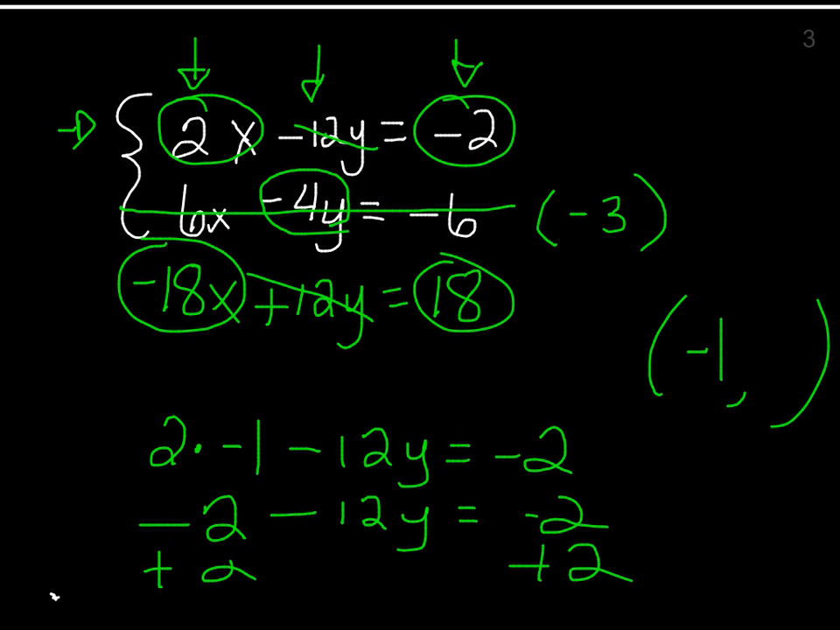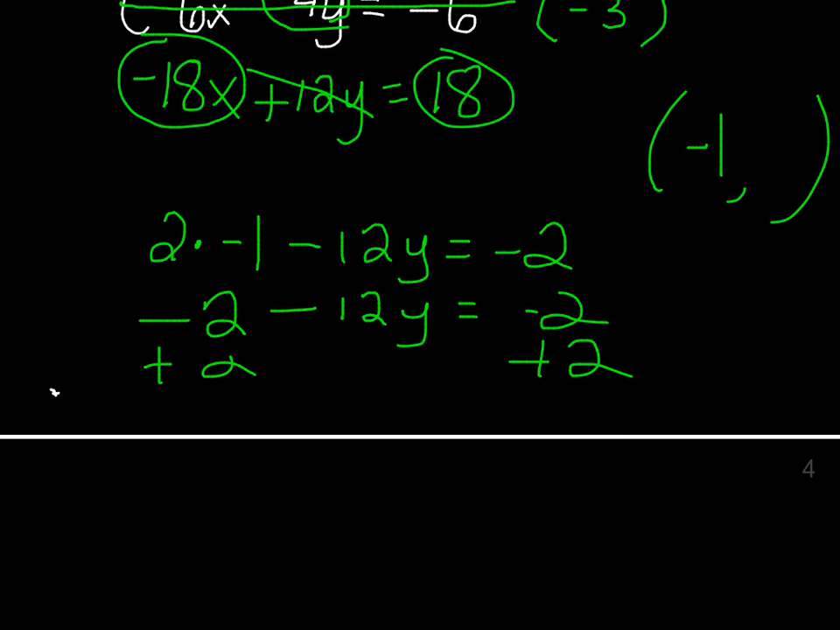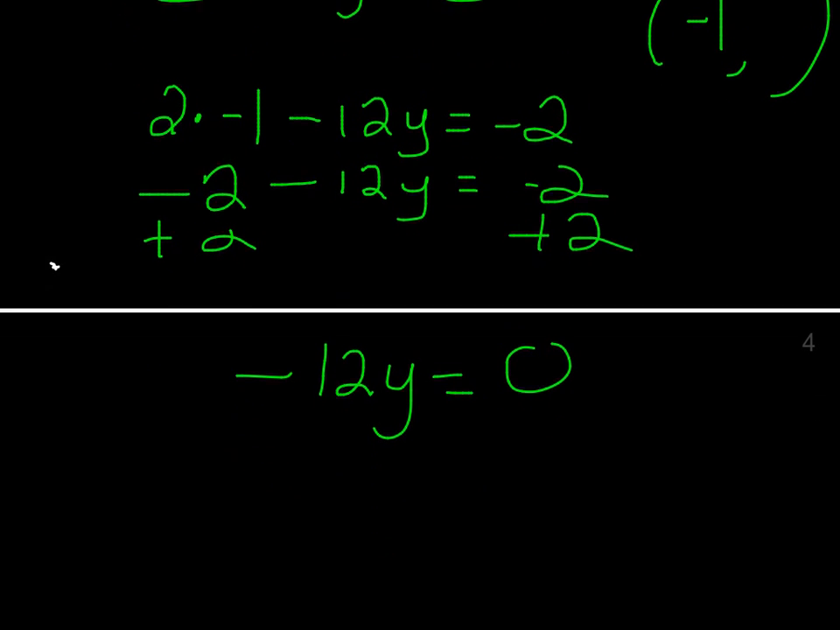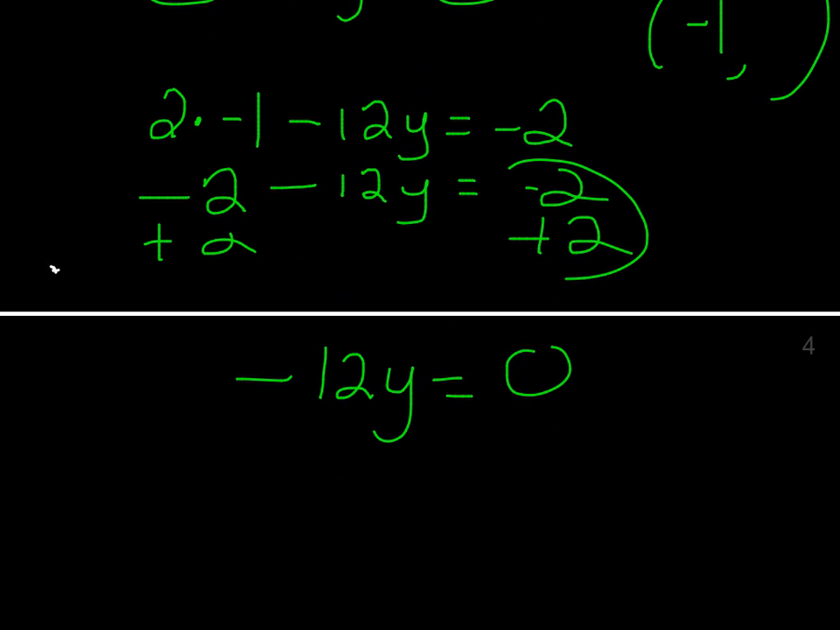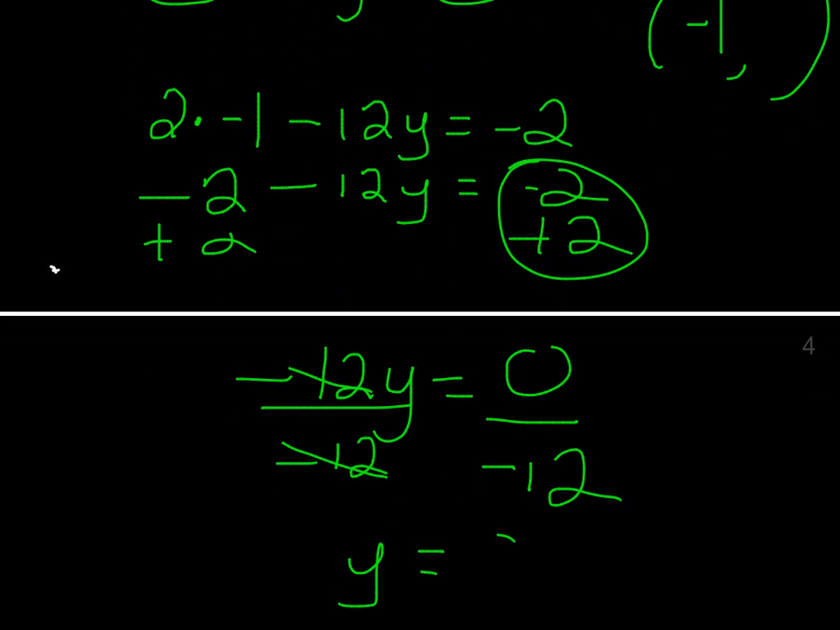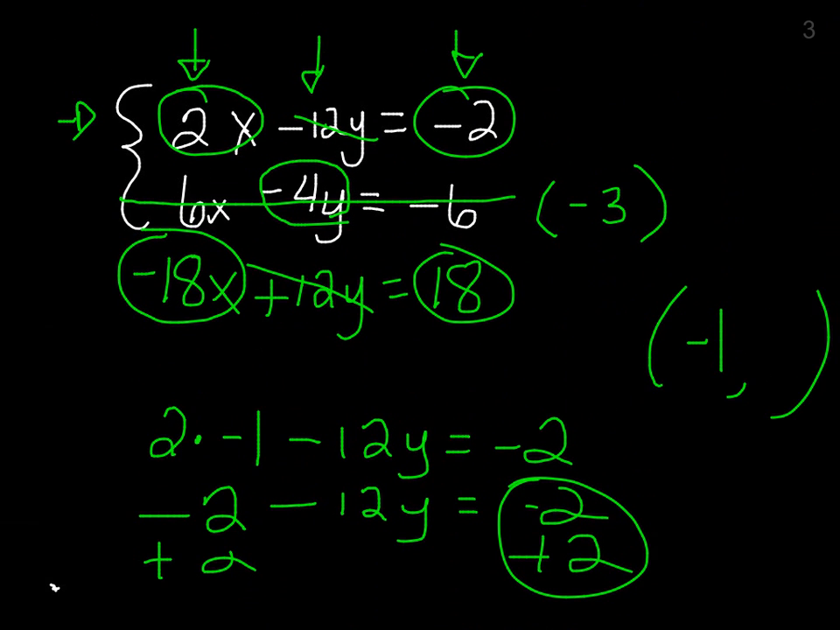something looks wrong. This worked when I did it, but this one ends up looking like a fraction. I must have made a mistake somewhere. Oh, no, I didn't. Okay. So negative 12y equals 0, because negative 2 plus 2 is 0. So if I were to divide by negative 12, 0 divided by negative 12 is just 0. So that is the answer, negative 1, 0.